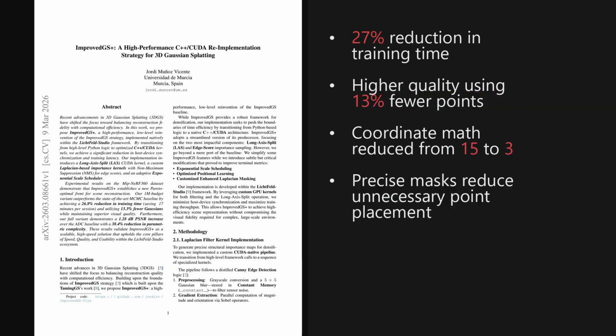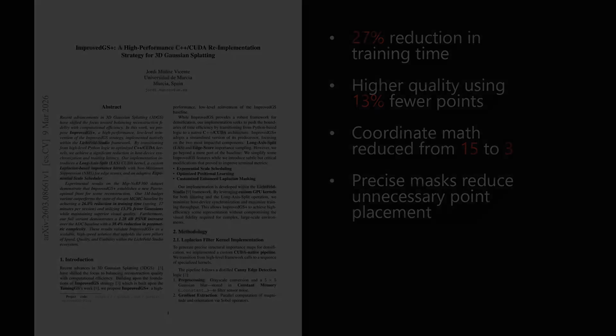I'm Alex. Today we're looking at a paper trending on X, published on March 9th, 2026, just 2 days ago. It proposes a native C++ and CUDA reinvention of 3D Gaussian splatting that achieves a 27% reduction in training time while utilizing 13% fewer Gaussians. The paper is titled ImprovedGS Plus, a high-performance C++ CUDA re-implementation strategy for 3D Gaussian splatting. And as we'll see later, the performance benchmarks show some really impressive improvements, with significant implications for high-speed scene rendering.